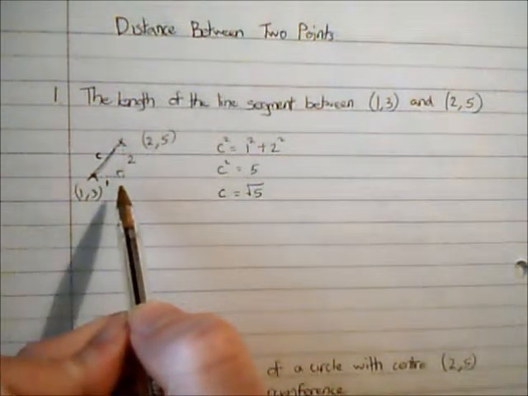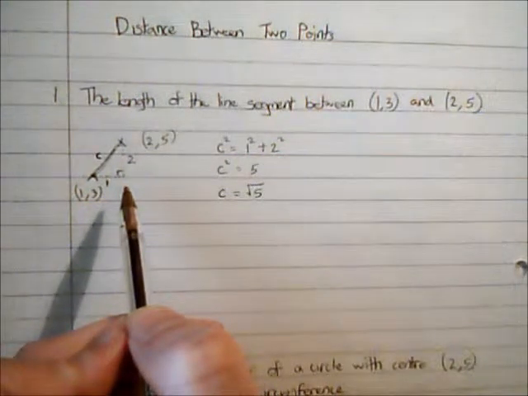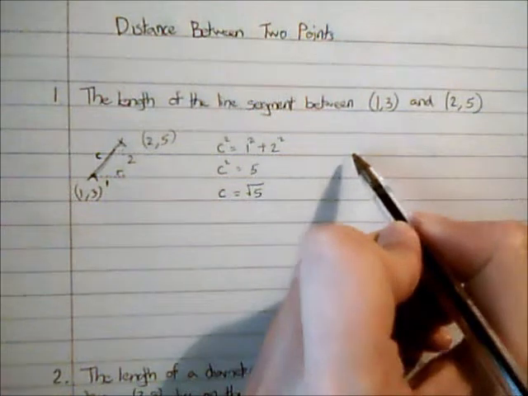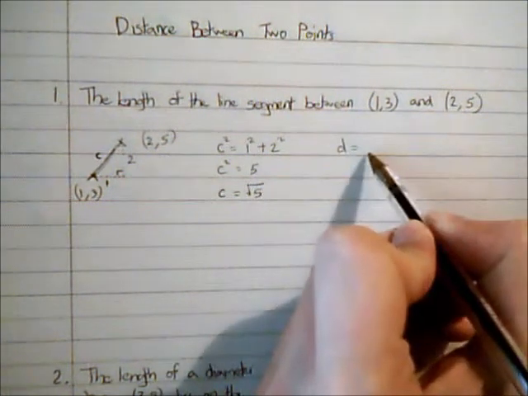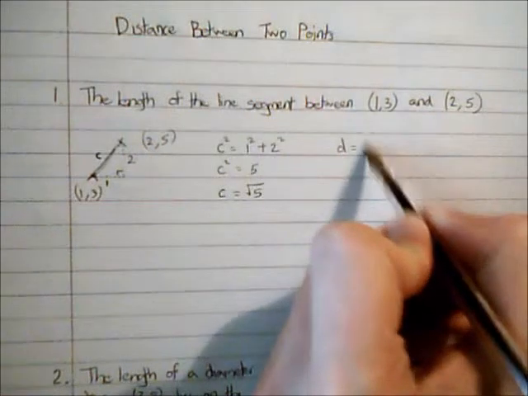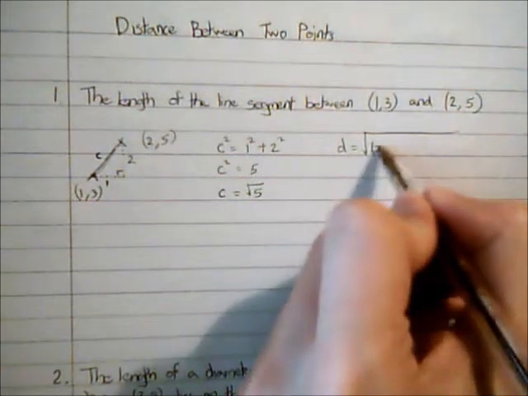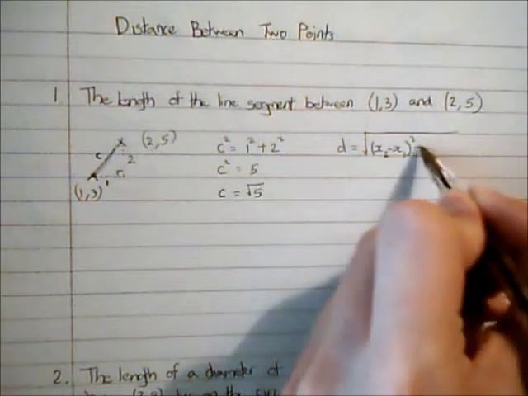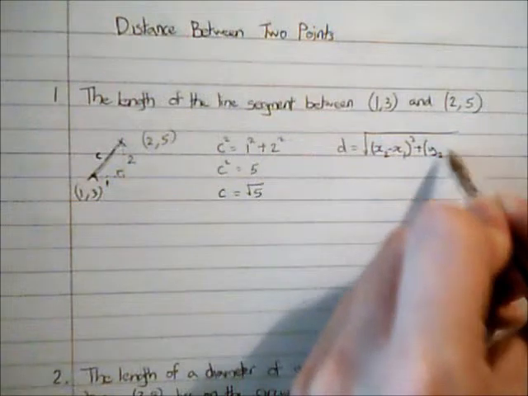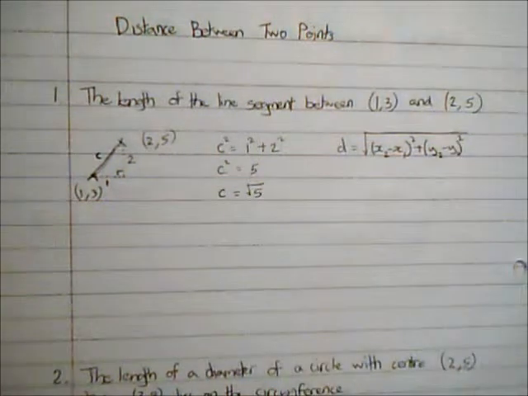We can formalise this into an equation where we say that the length of the line, d, the distance between 2 points, is equal to the square root of the difference in the x coordinates squared added to the difference in the y coordinates squared. And that's going to be true for any 2 points.